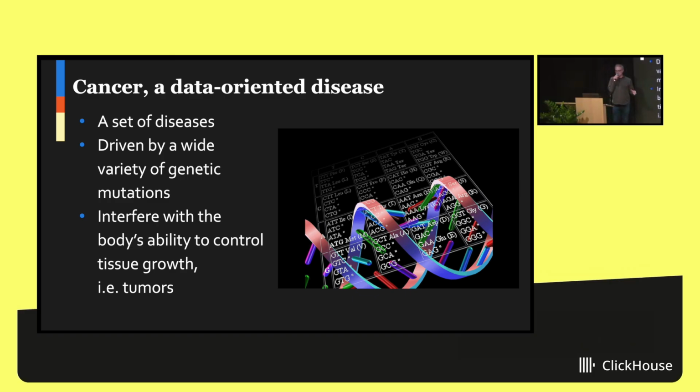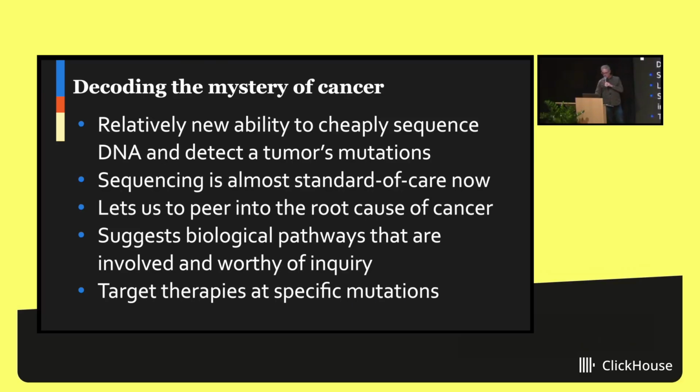And it's actually a set of diseases, and they have in common that they're driven by a wide variety of genetic mutations, so damage to the DNA of many different kinds caused by many different things, smoking, for example, or sun exposure. And all of these mutations conspire in various ways to interfere with the body's ability to control tissue growth, and that's why we get tumors.